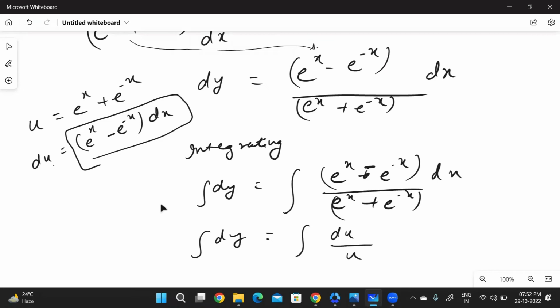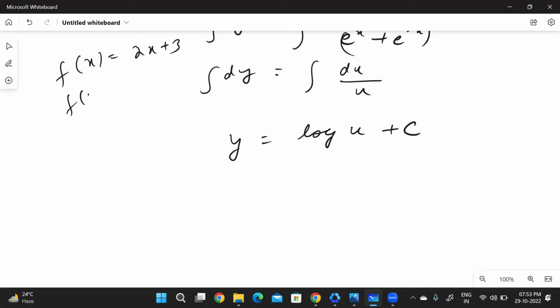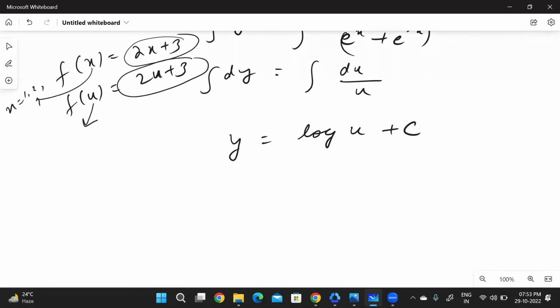This is just dy. Now we can integrate both sides. The integration of dy is y, and 1 upon u gives log u plus c. Now, in integration, the variable name doesn't matter. Like if you have a function f(x) = 2x + 3, and you replace the variable, say f(u) = 2u + 3, is there any change in the original value of the function? There is not, because whatever the value you give, like x equals 1, 2, 3, you can give the same values here and you'll get the same answer. So it doesn't matter, the name can be changed. So we can write this as y equals log x plus c also.